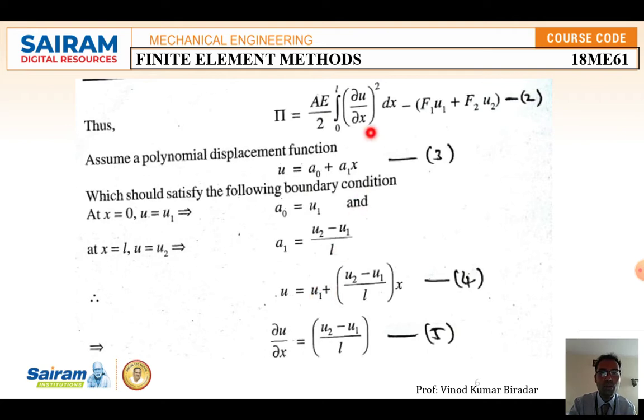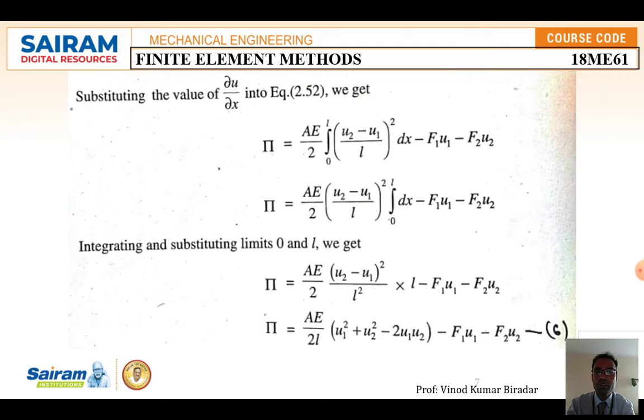Now in the potential energy, du/dx is there, so you have to calculate the du/dx value. To calculate it, differentiate equation number 4 with respect to x. So du/dx is equal to what? Differentiate u1 plus ((u2 minus u1) by L) into x. u1 is a constant, so its derivative is 0; (u2 minus u1) by L stays as it is, and the derivative of x is 1. This gives equation number 5.